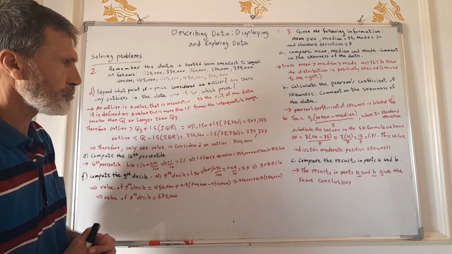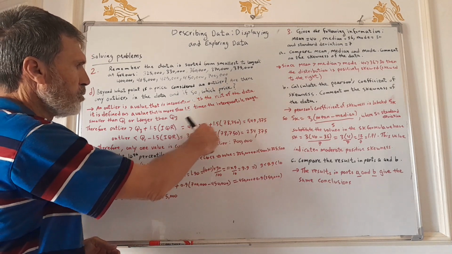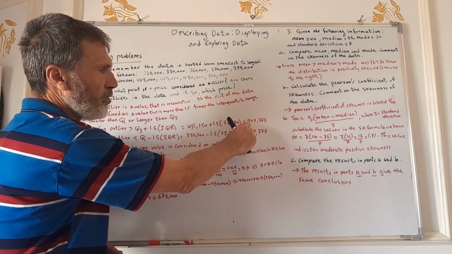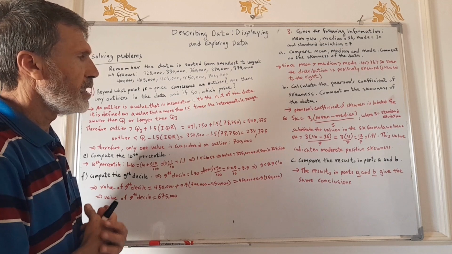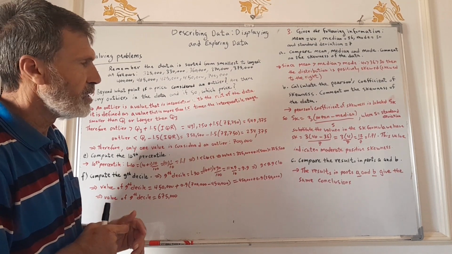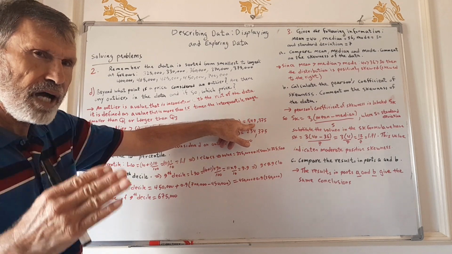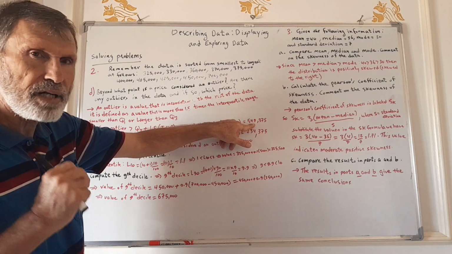78,750. So we do the calculation and we come up with 549,375. So this is the value: if we have a value that is greater than this, then we're going to have an outlier.